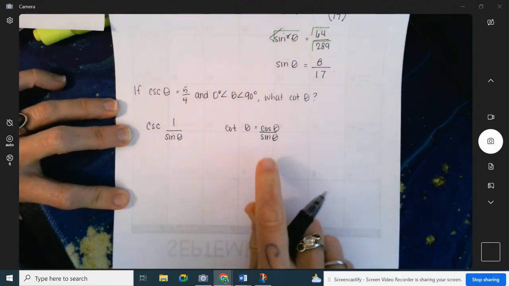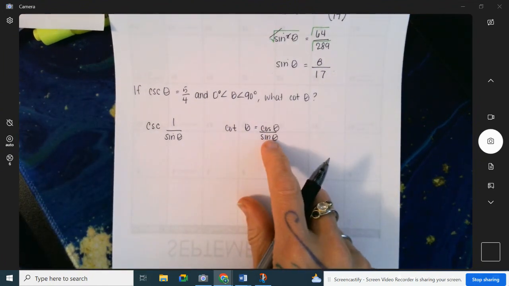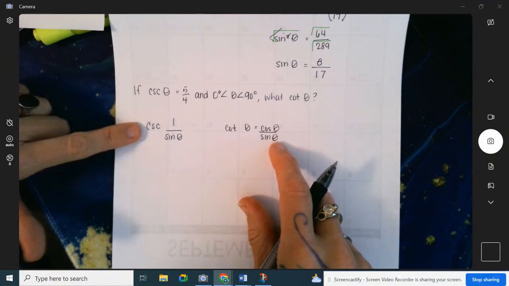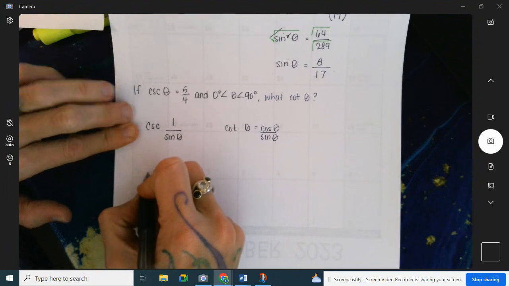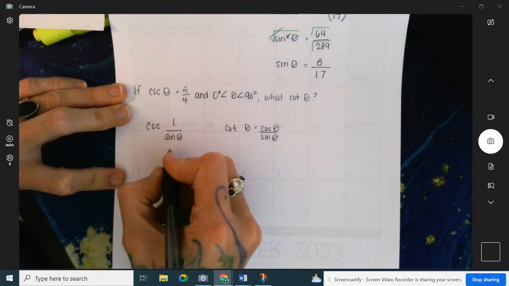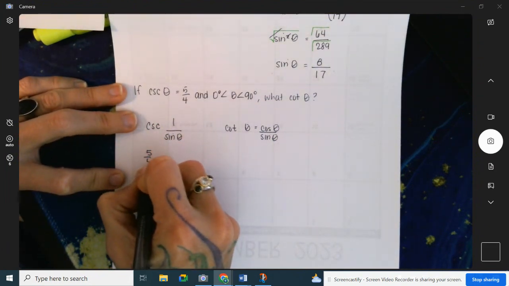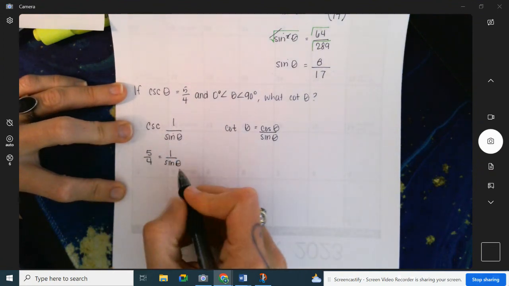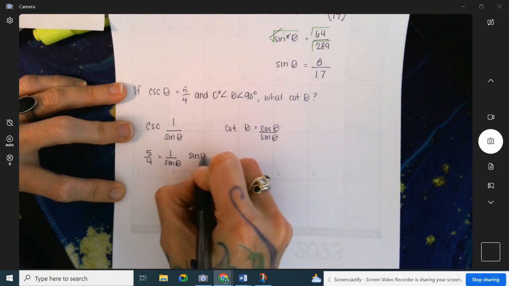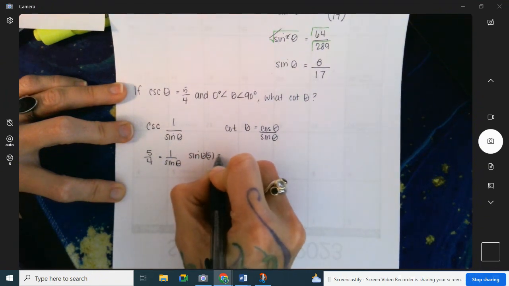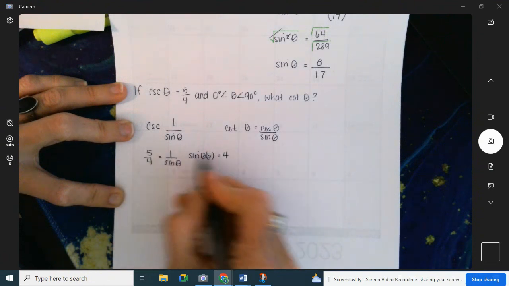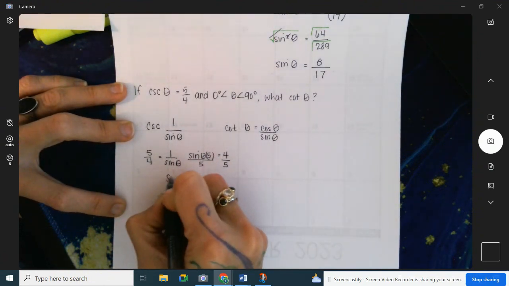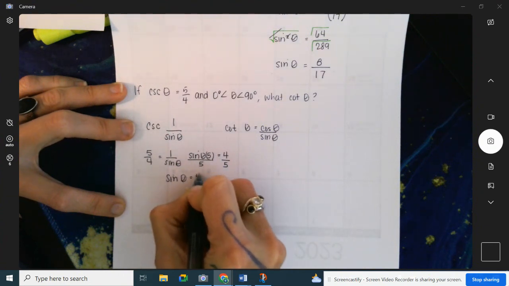In my mind, I like Pythagorean identity the best. So if I have cosine and sine, that's where I'd like to be. So you can do the math this way: cosecant is 5 over 4 equals 1 over sine theta. You would cross multiply, which would give me sine theta times 5 equals 4, because 4 times 1 is 4. We need to get rid of that 5 because we want it to be sine theta equals. So sine theta equals 4 over 5.